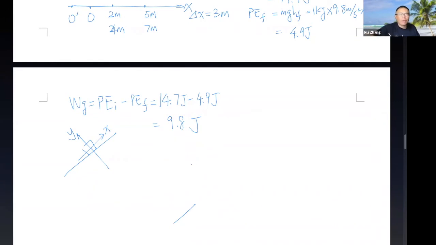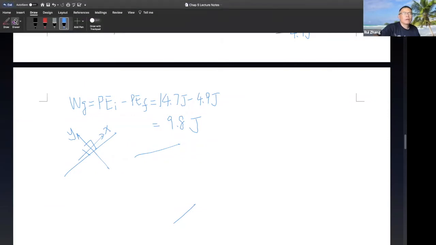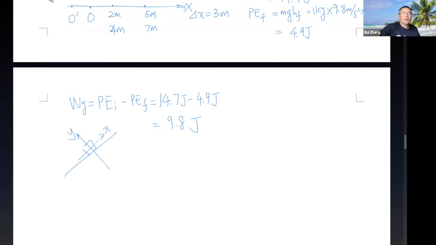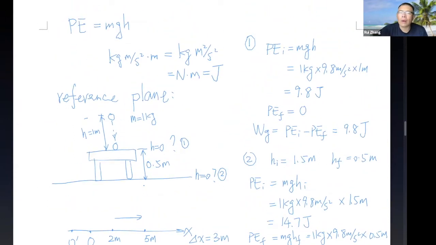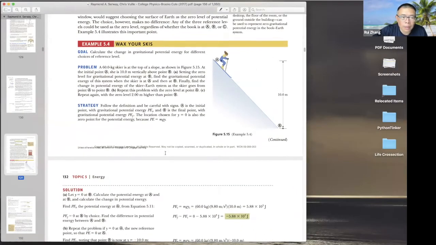Again, you can definitely still choose it to be like this, but sometimes it's just more complicated to do the problem. So I would say choose it based on your own convenience. Choose the simplest one so that you don't need to do a whole lot of calculation. So that's the key for choosing a coordinate system or choosing a reference plane for your potential energy.